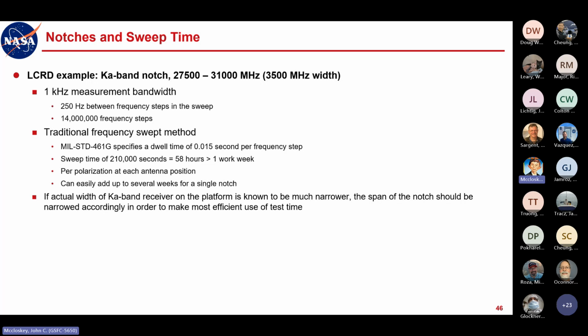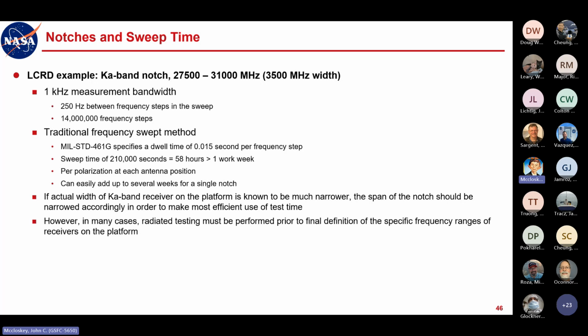Now, once you know the actual width of a given receiver, in this case the K-band receiver, when it's known to be much lower, then you can define the span of your notch accordingly to be a much narrower notch to make the most efficient use of test time. We do that all the time. Once we know our specific frequency allocation for any given receiver, that's what we test to, because then it's a much more efficient test. Obviously it's not real hard to be more efficient than this.